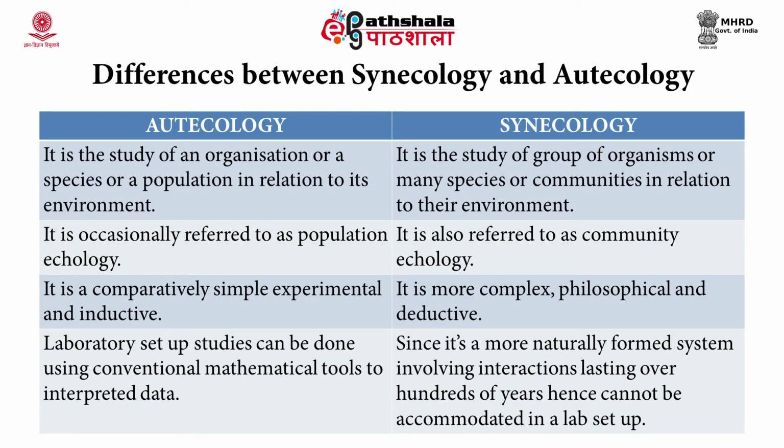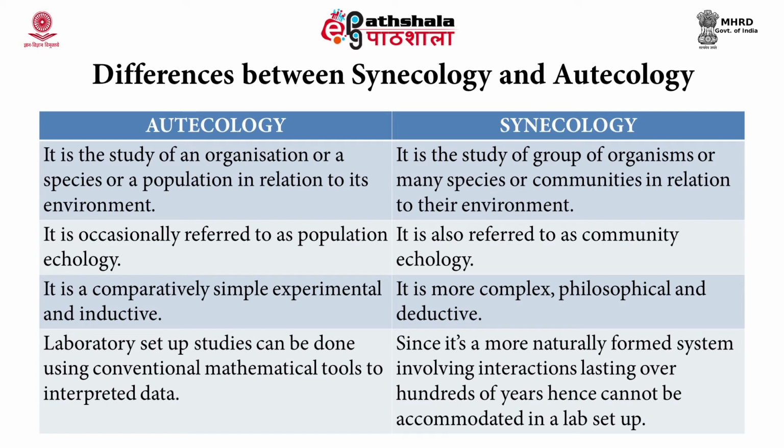Table 2 shows the differences between synecology and autecology. Autecology is the study of an organism or a species or a population in relation to its environment. Synecology is the study of the group of organisms or many species or communities in relation to the environment. Autecology is occasionally referred to as population ecology. Synecology is also referred to as community ecology. Autecology is comparatively simple, experimental and inductive. Synecology is more complex, philosophical and deductive.